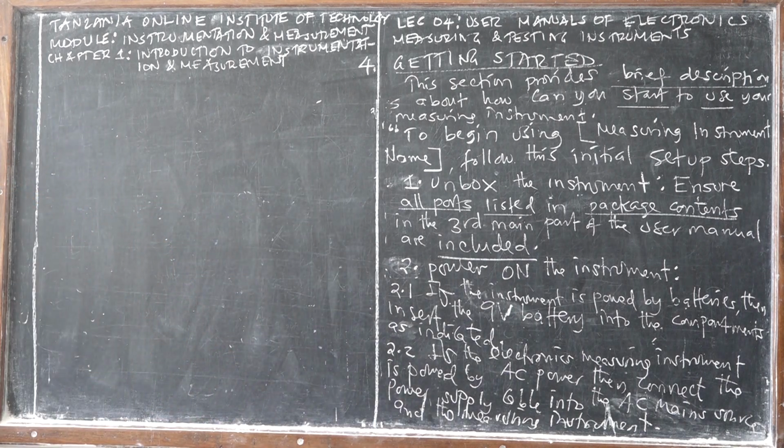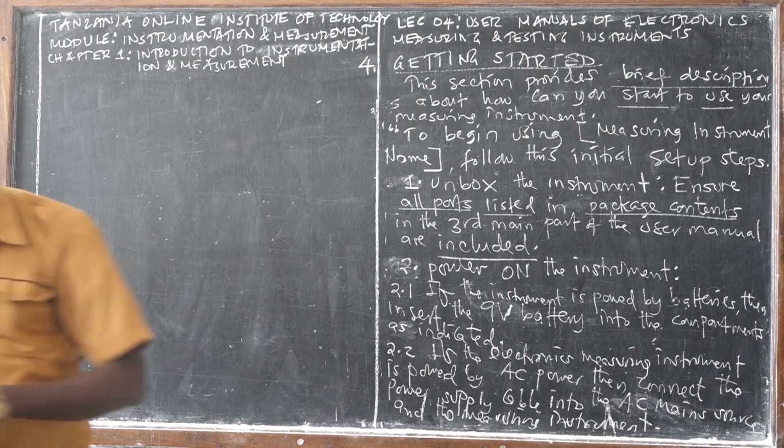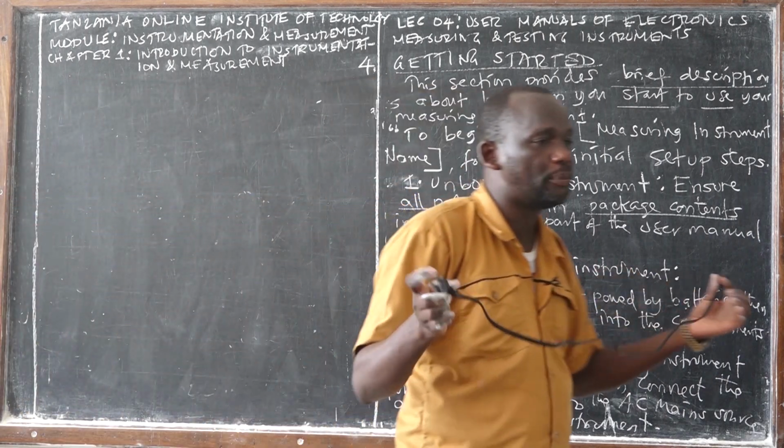So suppose that the measuring instrument uses AC power. Where is the power cable? Stop writing.